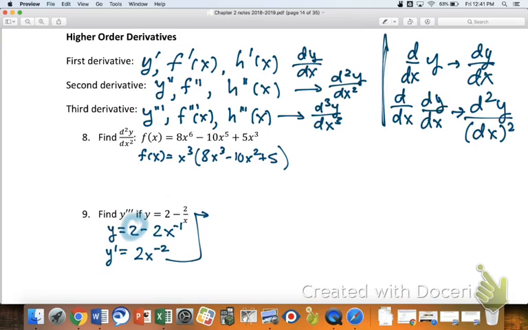We keep on rolling here. Y double prime then would equal negative 4, x to the negative 3. And then y triple prime would equal 12, x to the negative 4th. So flipping up there would make, I think, a lot of difference.